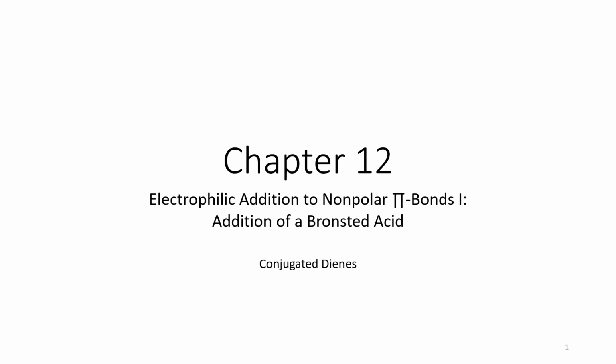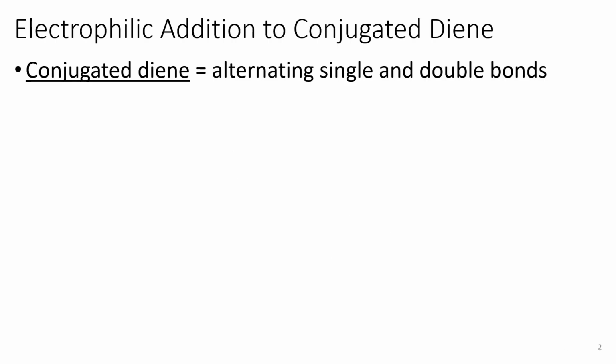In this portion of Chapter 12, we're going to look at how electrophilic additions occur with conjugated dienes. So a conjugated diene is a species that has alternating single and double bonds. So this is a conjugated system. It is the simplest conjugated system where we see a double bond, a single bond, followed by another double bond.